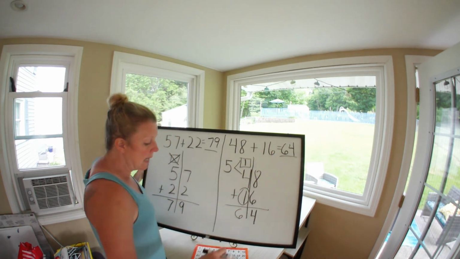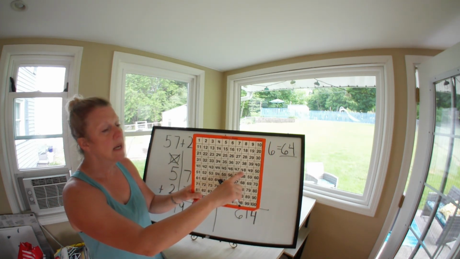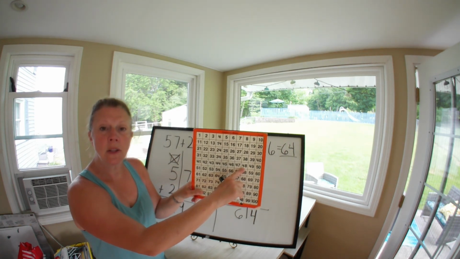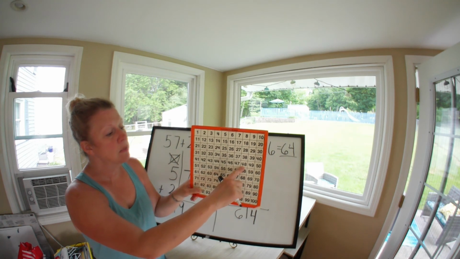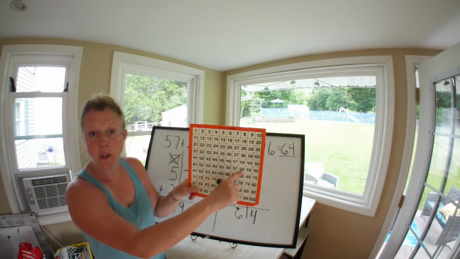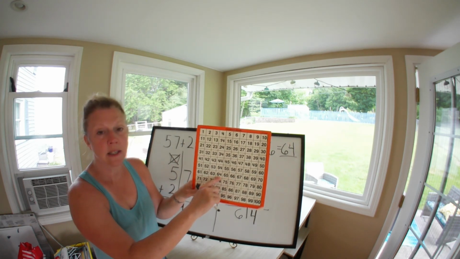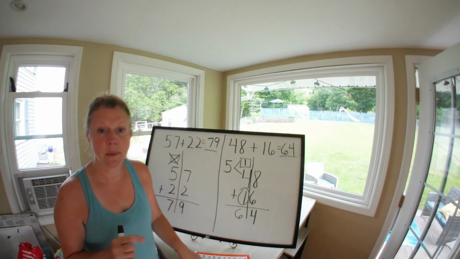But again, we're going to pull out our hundreds chart and put our finger on 48. And this time we're going to add 16. So watch how I do this. I know 16 has 1 ten and 6 ones. So here's my 1 ten, and now I have to do my 6 ones. 1, 2, 3, 4, 5, 6. And my answer is 64, just like I came up with there.